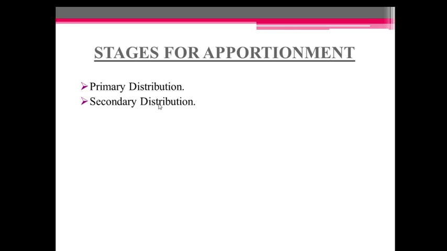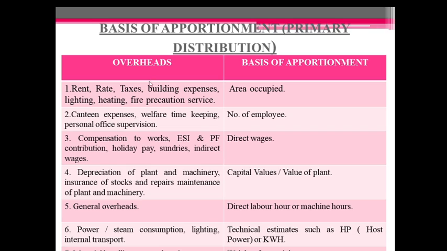Okay, so these are the primary distribution and the secondary distribution. These are the apportionment stages. Now see how the apportionment works in the primary distribution, the basis of apportionment in the primary distribution.